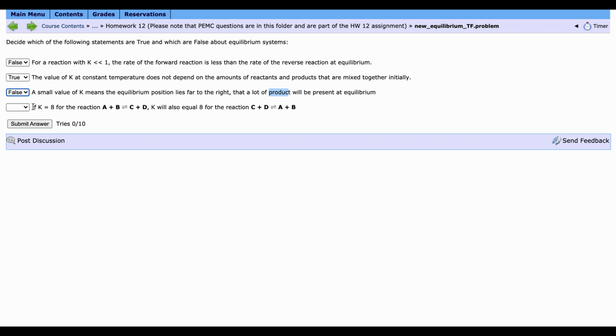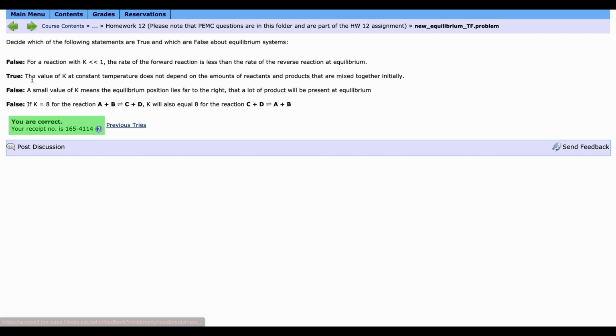And lastly, if K equals 8 for this reaction, K will also equal 8 for the reverse reaction. So we also know that that's false because for the reverse reaction, it has to be 1 over K. It would be the inverse. So yeah, that's false. And if we submit our answer, we would see that it's all correct.